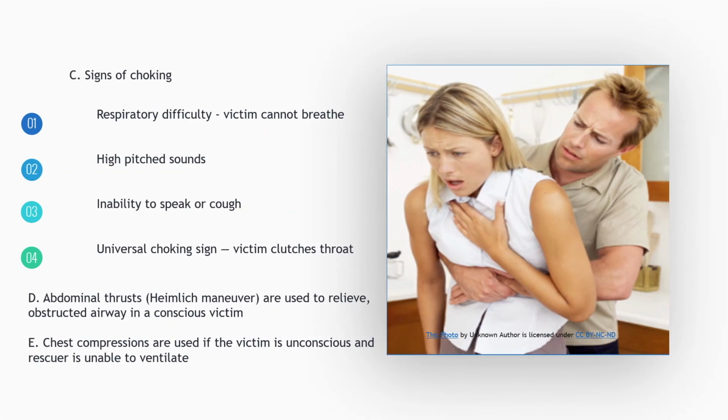Signs of choking. Respiratory difficulty. The victim cannot breathe. High-pitched sounds. Inability to speak or cough. Universal choking sign. The victim clutches the throat. Abdominal thrusts, the Heimlich maneuver, are used to relieve obstructed airway in a conscious victim. Chest compressions are used if the victim is unconscious and rescuer is unable to ventilate.